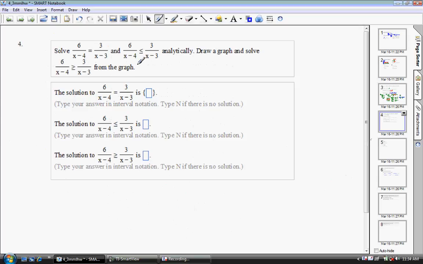Now we want to solve this equation and inequality analytically. And it says to draw a graph. I didn't do that on the last problem, but you could put those into the calculator, and I'll show you that on the calculator video.